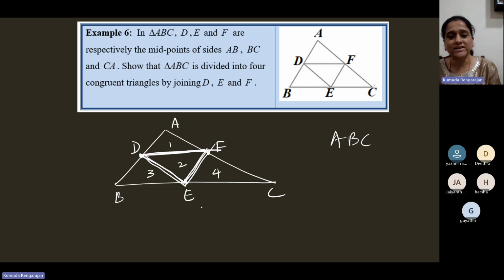So how do you prove that they're congruent to each other? Now, the proof is very simple. We want to prove all the sides are equal: AB, BD, EF, CE, CF, and AF.